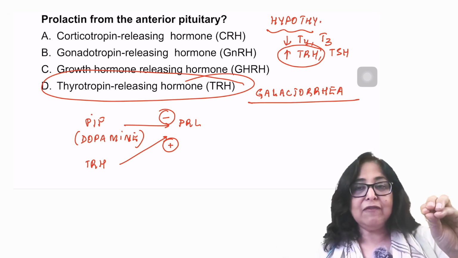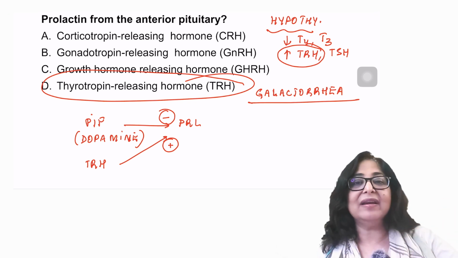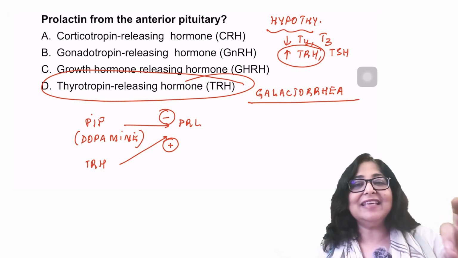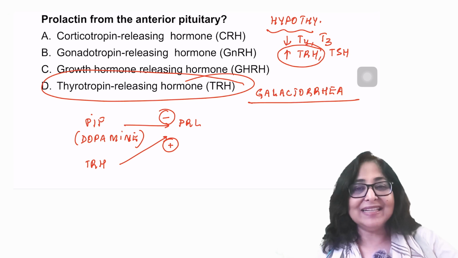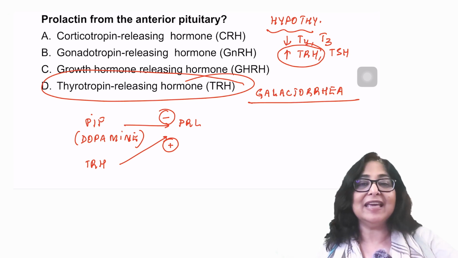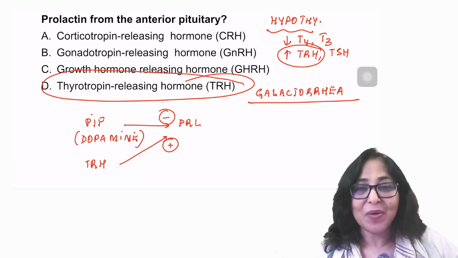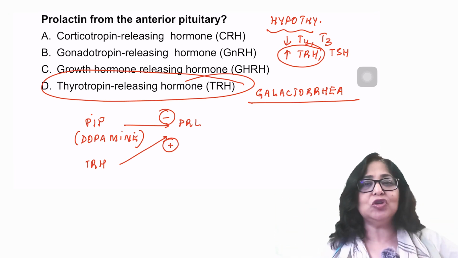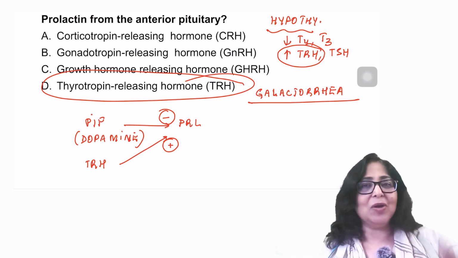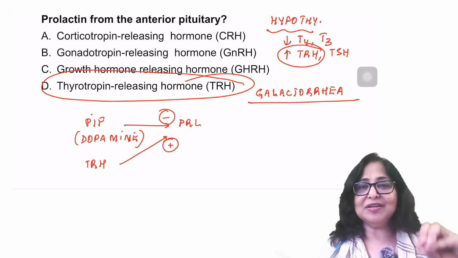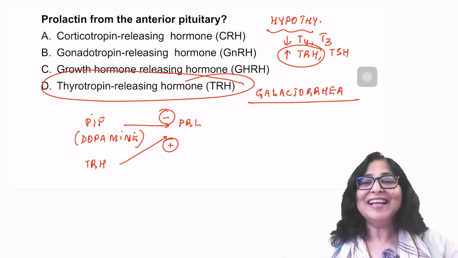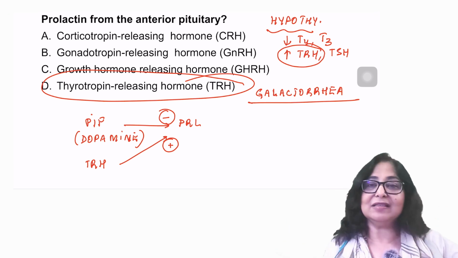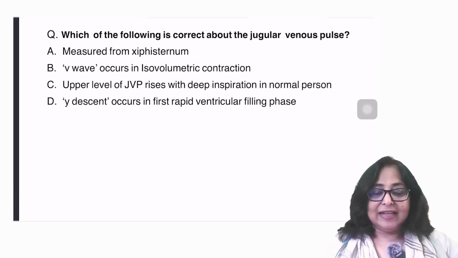So that means if you have a non-pregnant woman presenting with galactorrhea, please get the thyroid profile done. This may be a case of hypothyroidism. Before you tell the patient that you have a prolactin secreting tumor and a prolactinoma and you have to undergo surgery, etc., first get a thyroid profile done. It may be a simple case of hypothyroidism. Let's look at the next question.